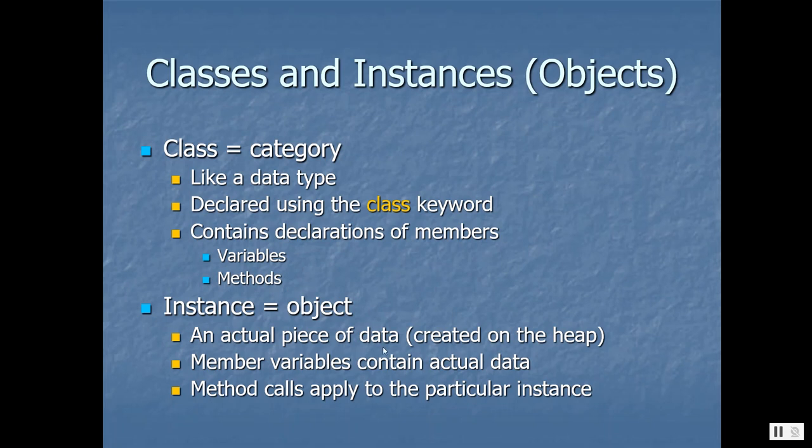That's an actual piece of data, and it's created on the heap. It has these attributes, these member variables, and sometimes you'll see the word fields used for that as well. In addition to having the variables, it also has behaviors. String does behaviors. Remember, it gives you a substring. It converts to uppercase if you want. So there are all kinds of behaviors that a string object can do. So, classes and instances.